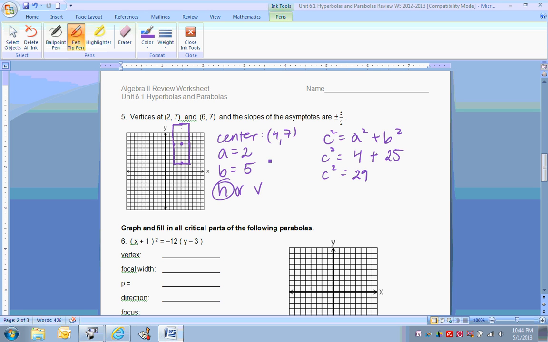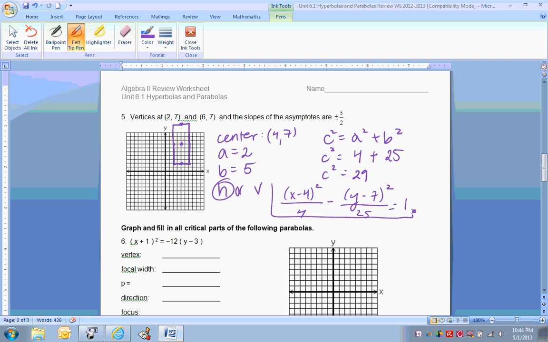So now I have enough information. I have all 4 pieces that I need to write my equation. It's horizontal, so my x term comes first. So it's (x minus 4) squared over A squared, which is 4, minus my y term, (y minus 7) squared over 25, equals 1.